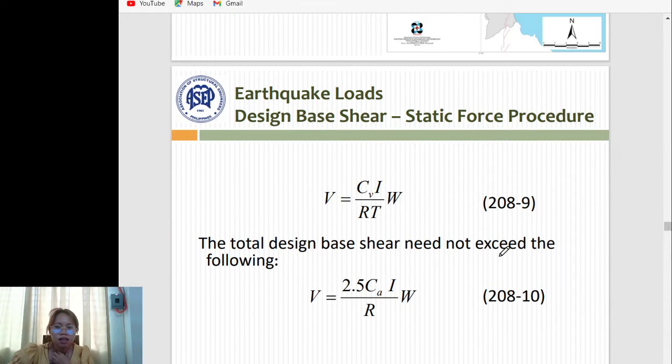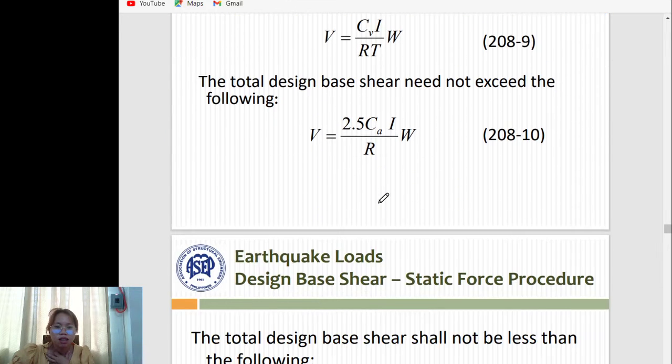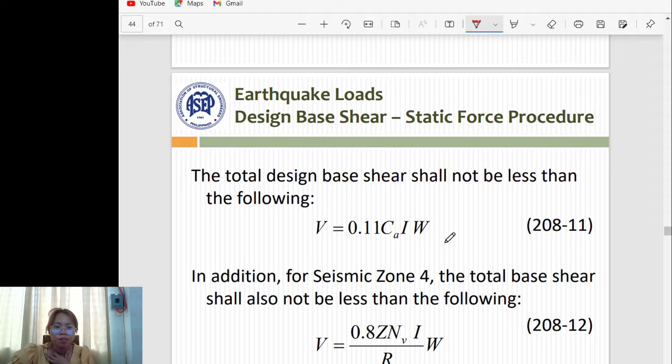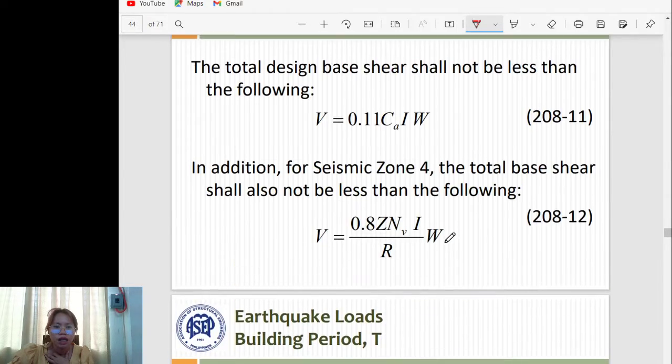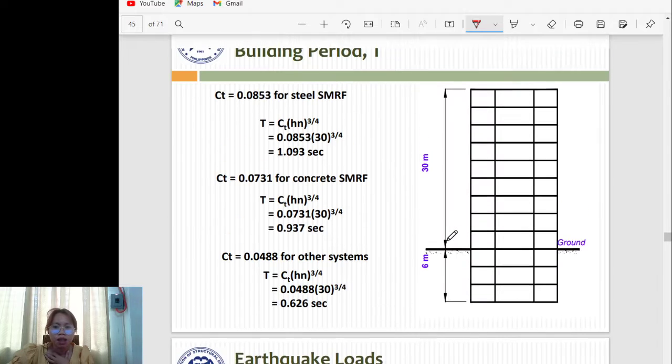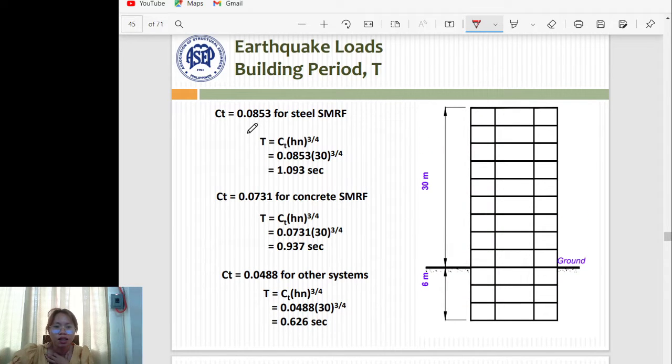And yes, for the computation of the design base shear, this is the formula, this one. Yeah, for example, we have this building or frame of the building. This C sub T, this is the computation formula for the period. This is H sub N, no, or the height of the building.